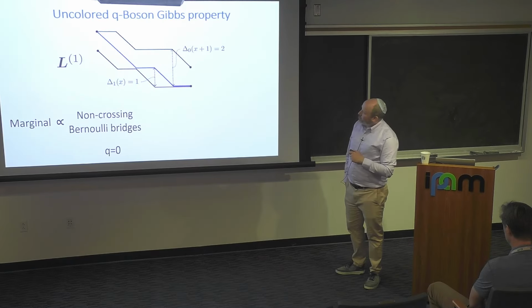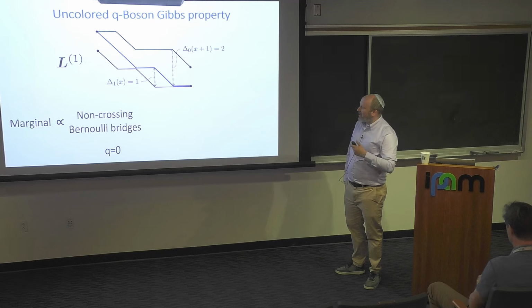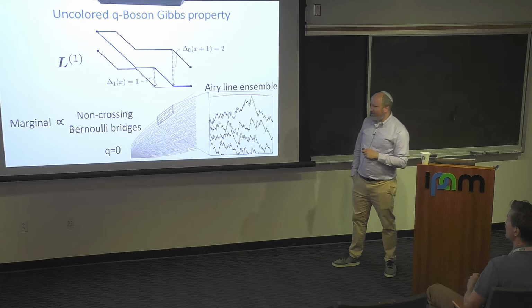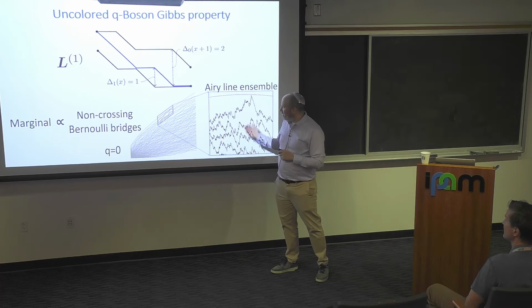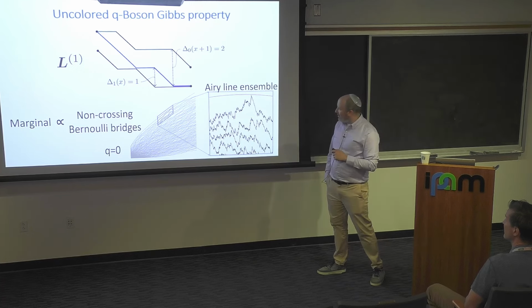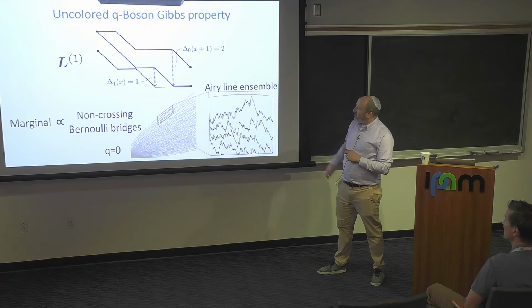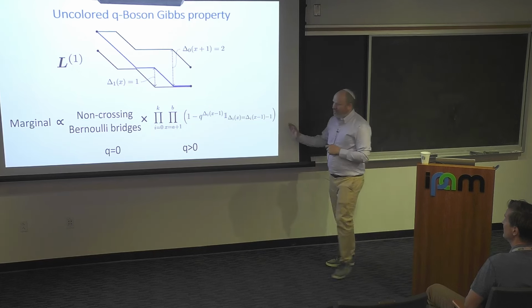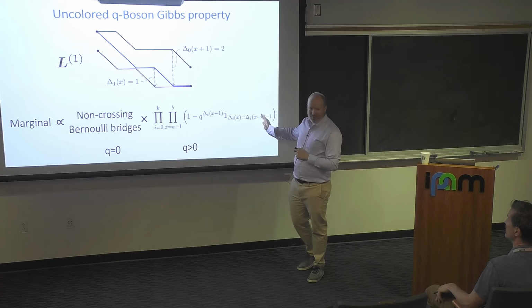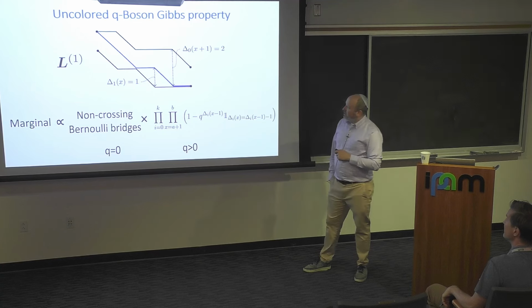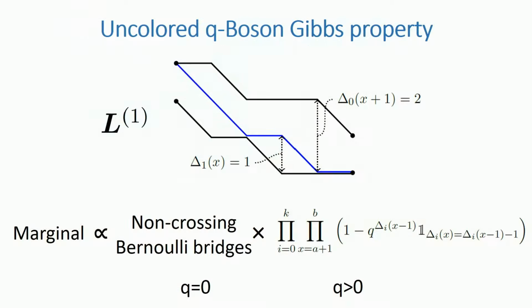So when Q equals 0, my Q boson Gibbs property is just that of non-intersecting Bernoulli bridges. It's a very simple object. And we know how to take scaling limits of such things, Brownian watermelons, or these PNG line ensembles that Daniel showed pictures of, using the Gibbs property and the determinantal structure. When Q is positive, you get an additional factor that messes up this Gibbs property, and it becomes very complicated to analyze. And so the real challenge becomes, how do you take a scaling limit of this uncolored Q boson model in the presence of this rather complicated Gibbs property?